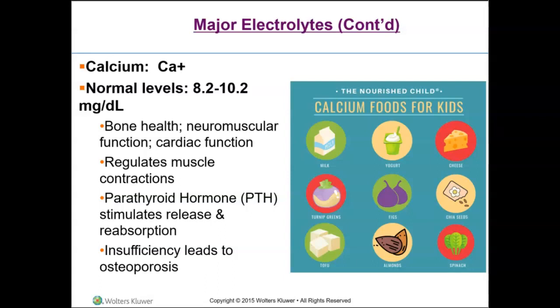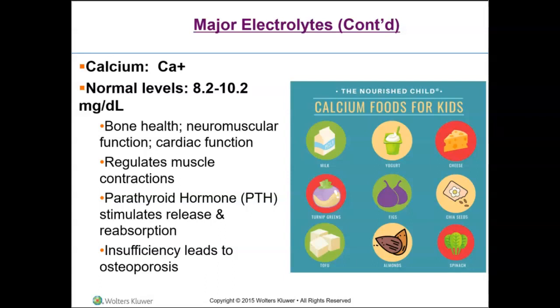Okay, next electrolyte is calcium. It is responsible for bone health as well as neuromuscular health and cardiac functioning, right? Mentioned that in class. We do have a main electrolyte of every organ, but multiple electrolytes are responsible for maintaining the health and function of those organs, right? 99% of calcium is located in the bones and teeth.